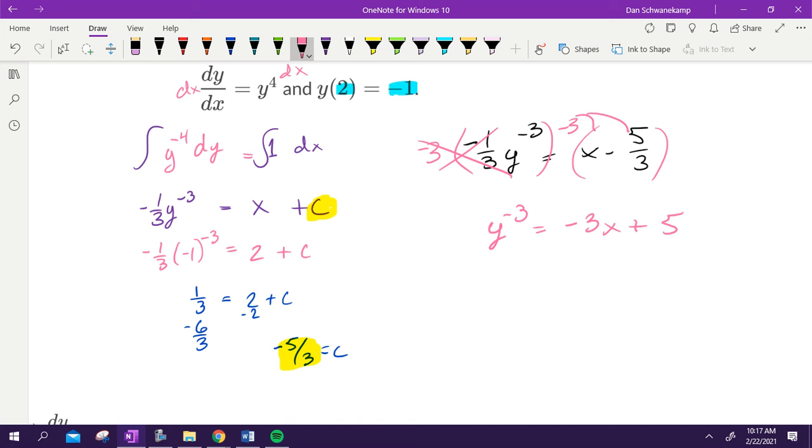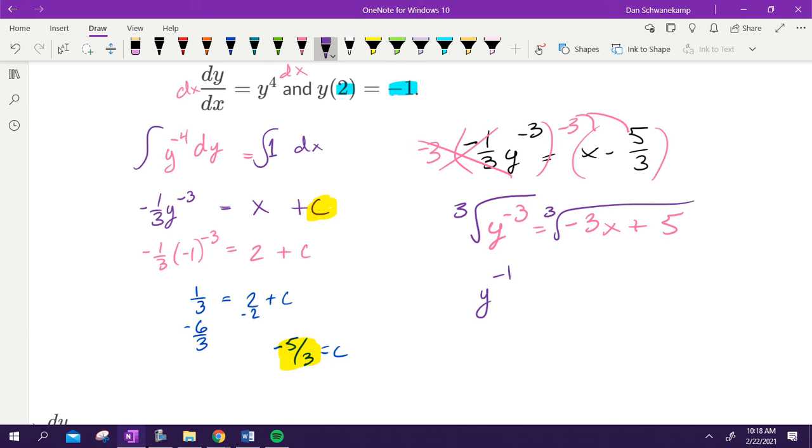Everybody good to this point? What do I need to get rid of next? The negative 3. And you can try to get rid of it all at once if you're good enough, but sometimes we struggle with that. What would be the opposite of raising something to the negative 3 power? Yeah, see, that's my issue. Not a lot of people know that. So let's get rid of the 3. How do I get rid of a third power? You cube root it. To get rid of the third power, I'm going to cube root it.